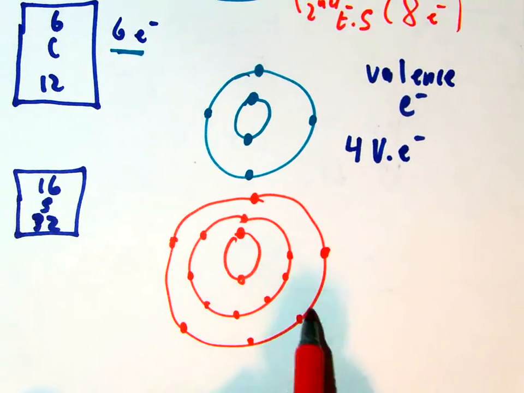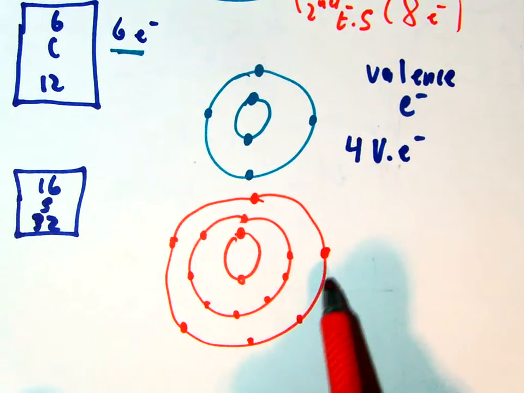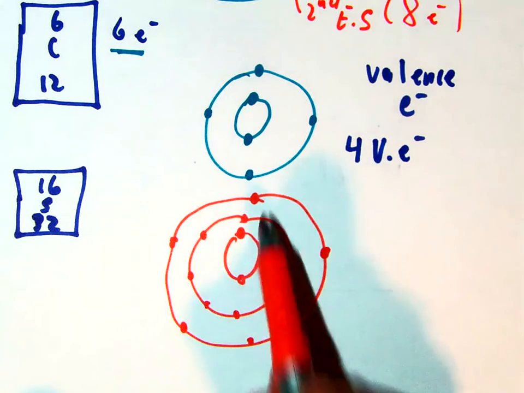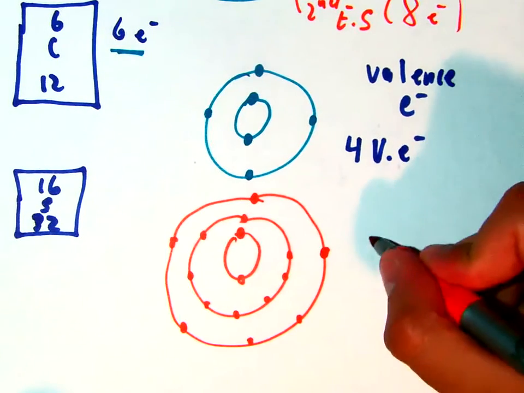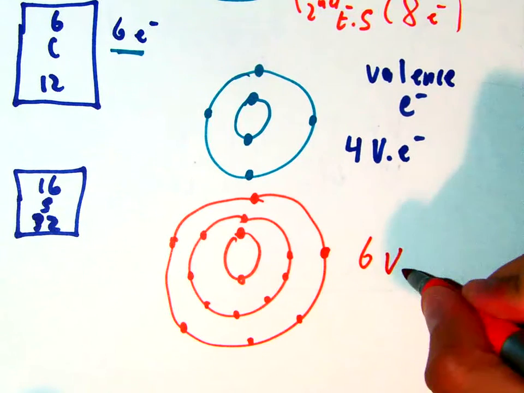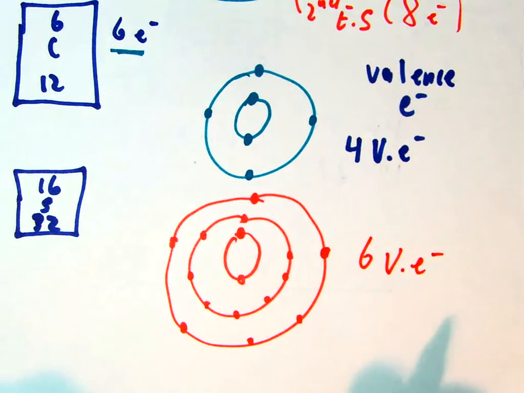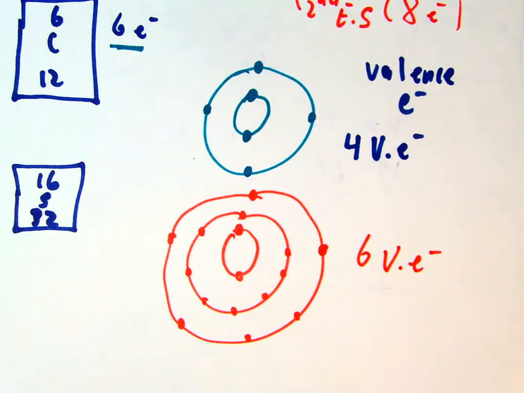Well, I have 3 shells. This is my last one. My last one has 1, 2, 3, 4, 5, 6. So this has 6 valence electrons. Okay. Valence electrons will come into play, and we'll see why they're useful in terms of how they behave and so forth.